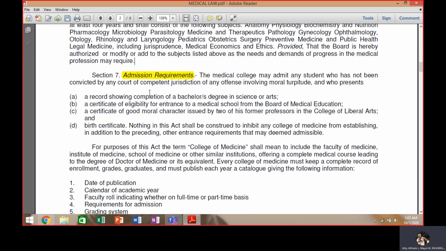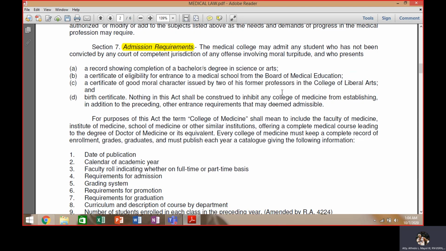Next is Section 7, Admission Requirements. The medical college may admit any student who has not been convicted by any court of competent jurisdiction. Like what I've said before, one continuing requirement is the requirement of good moral character. So as a student, when you become a doctor, okay, that requirement is still operational. Of any offense involving moral turpitude and who presents a record showing completion of a bachelor's degree in the science or art. Okay? So you are a graduate of a bachelor's degree before you are admitted to the course of medicine.